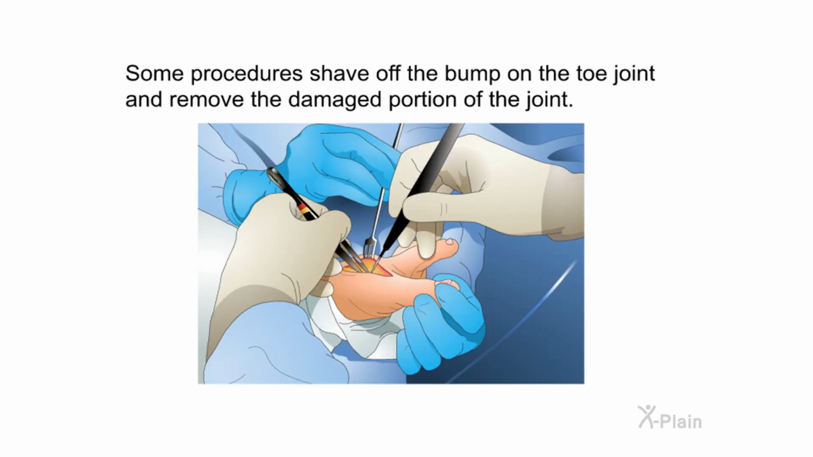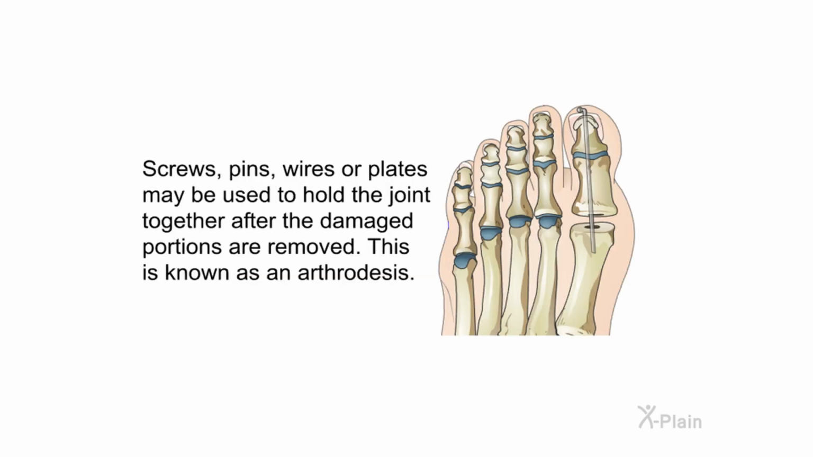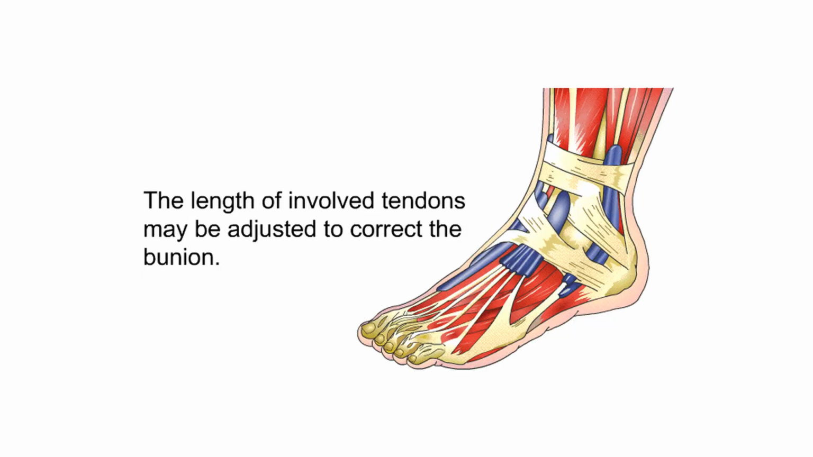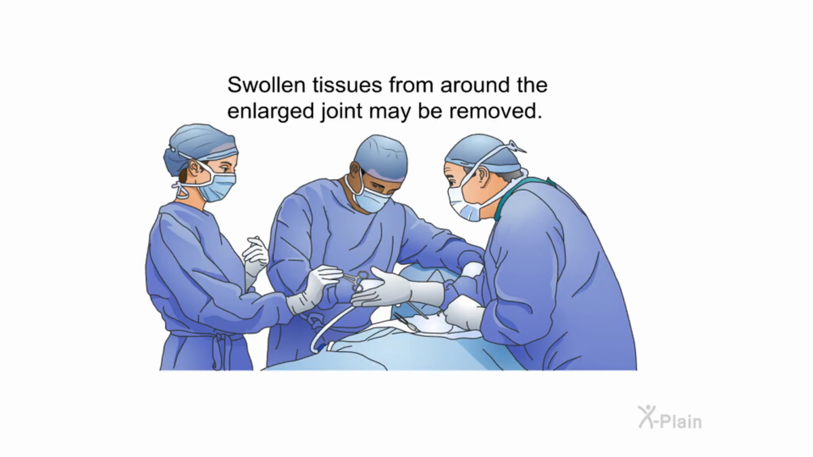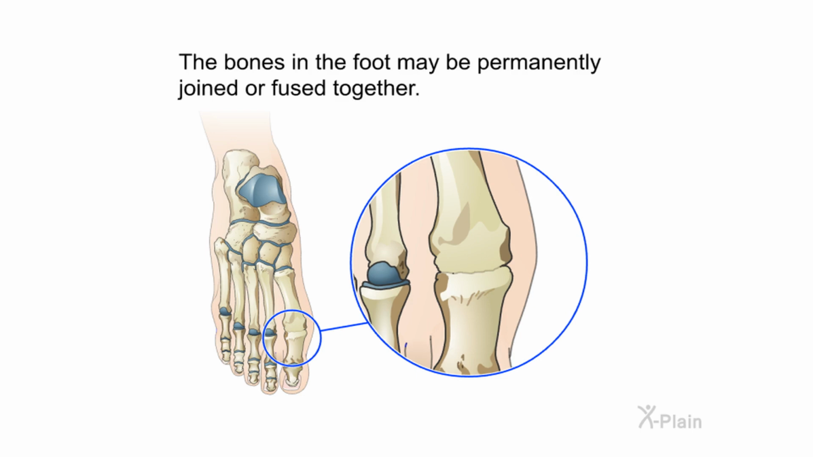Some procedures shave off the bump on the toe joint and remove the damaged portion of the joint. Screws, pins, wires, or plates may be used to hold the joint together after the damaged portions are removed. This is known as an arthrodesis. The length of involved tendons may be adjusted to correct the bunion. Swollen tissues from around the enlarged joint may be removed. The bones in the foot may be permanently joined or fused together.